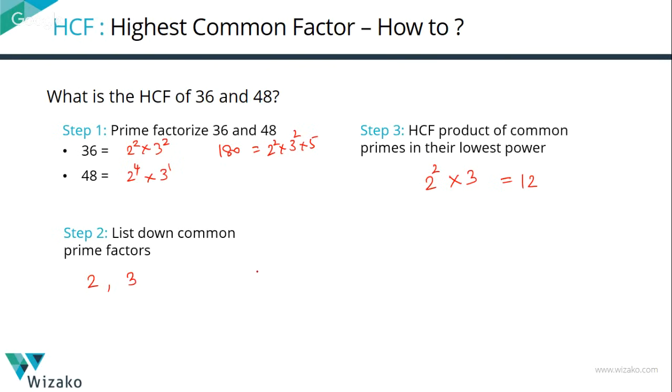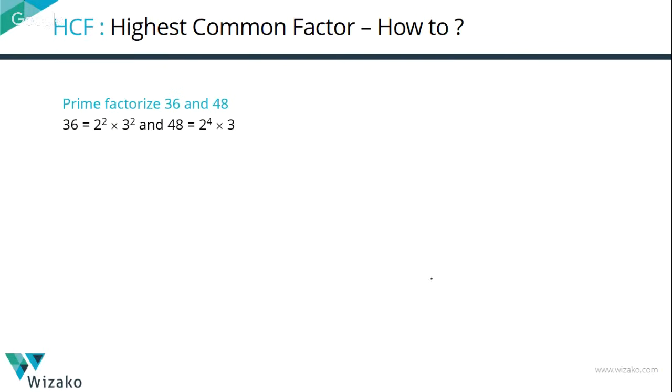After having picked common primes, you're going to look at them in their lowest power. The lowest power of 2 between these two numbers is the square of 2. The lowest power of 3 between these two numbers is power 1. So 2 square into 3, 12 gives us the HCF. Quickly recap it in printed form here. Prime factorize both these numbers: 36 is 2 square into 3 square, and 48 is 2 power 4 into 3.